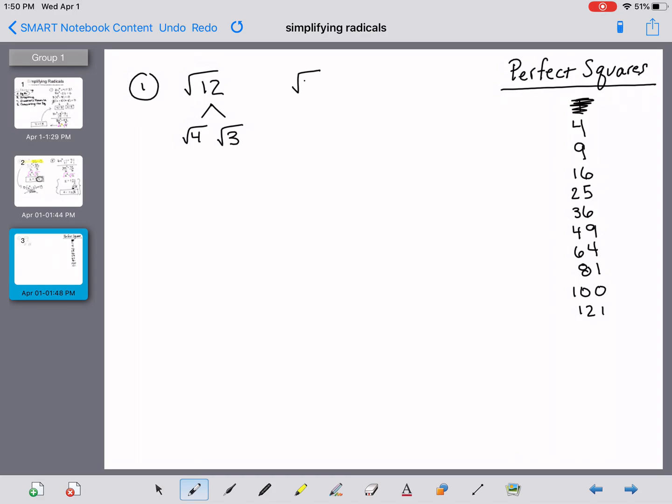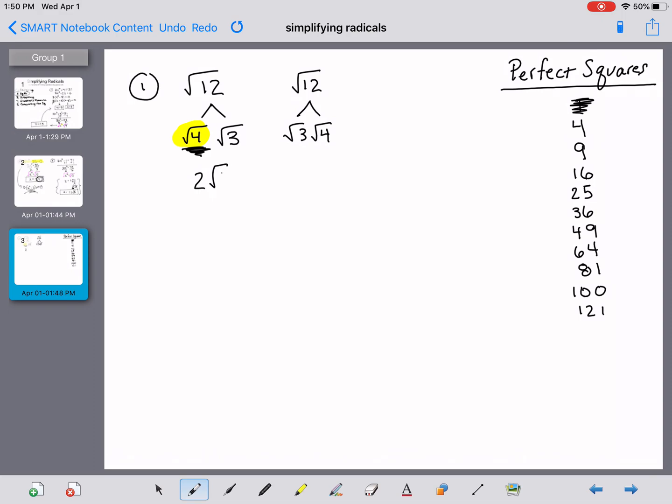Now I'm going to show the problem if you put 3 and 4, because it is the same thing, but I'll just show you how it's better to put the perfect square first. If you put the perfect square first, what is the square root of 4? The square root of 4 is 2. So it just becomes a regular 2. Radical is gone.